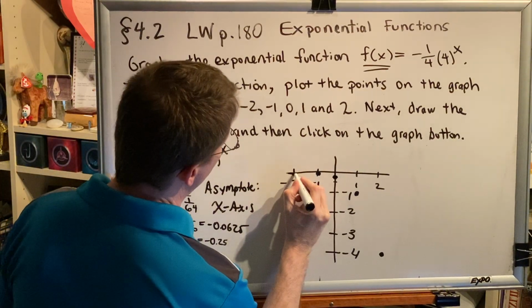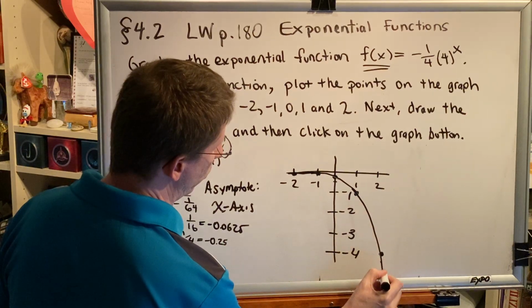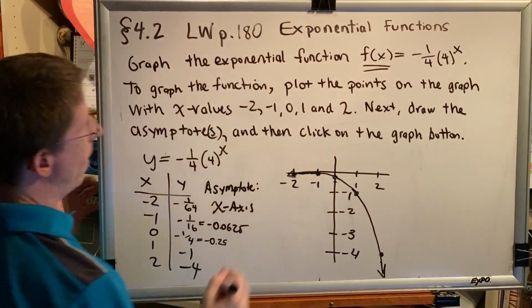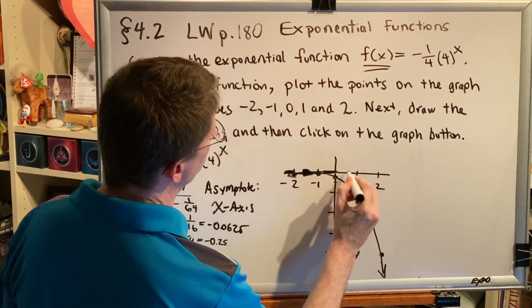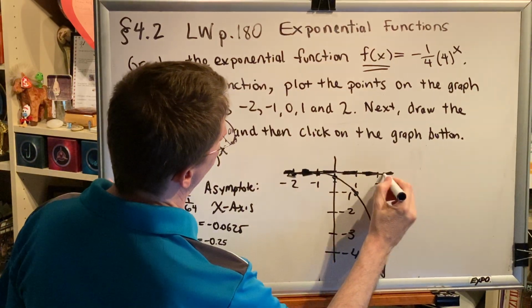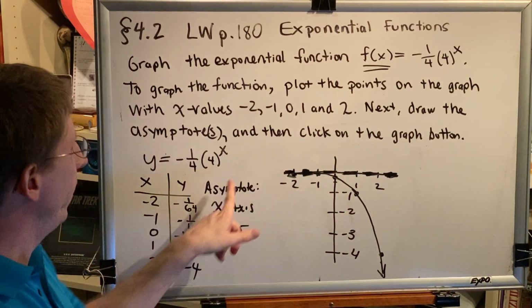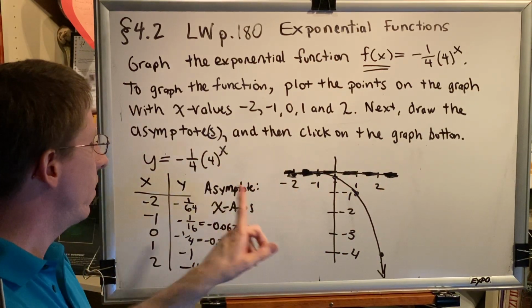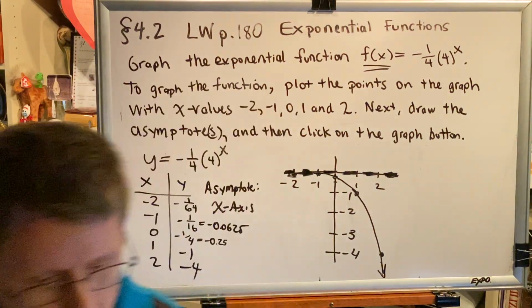And when I connect all of these dots together, this gives me my transformed exponential function. And then the asymptote stays right in the same place, which is on top of the x-axis. So all you have to do is put those 5 points into Alex, put that asymptote into Alex, click the button that connects the points together, and voila, you are done.